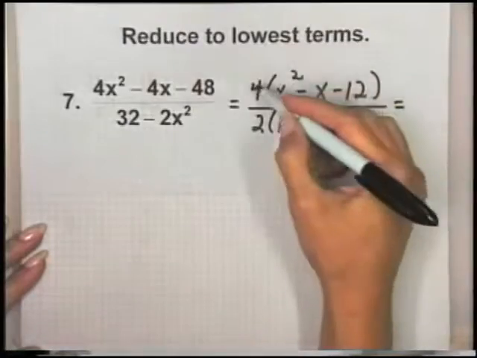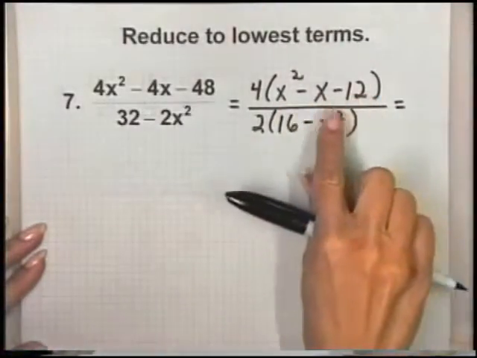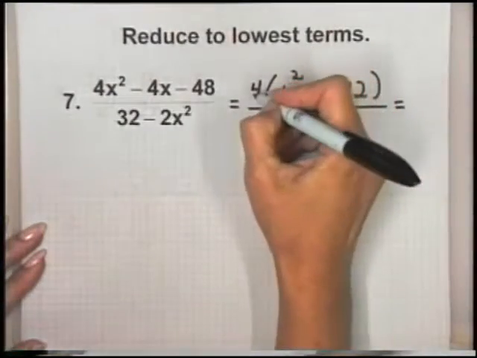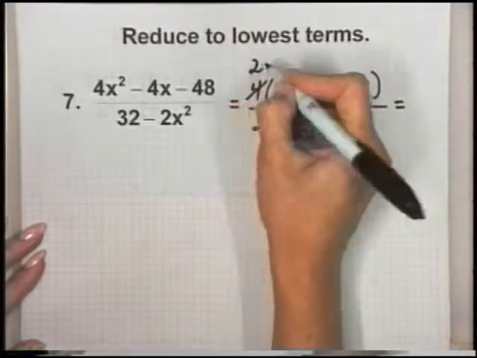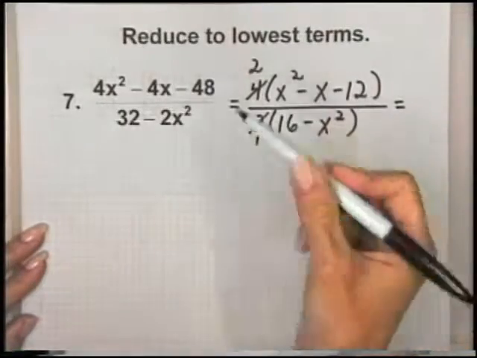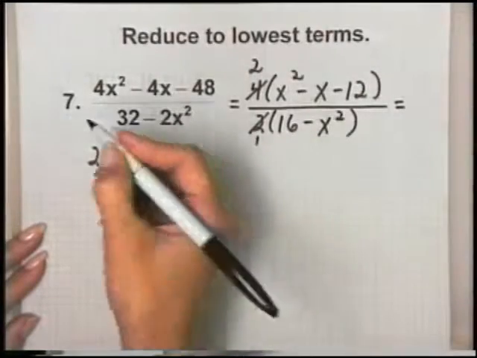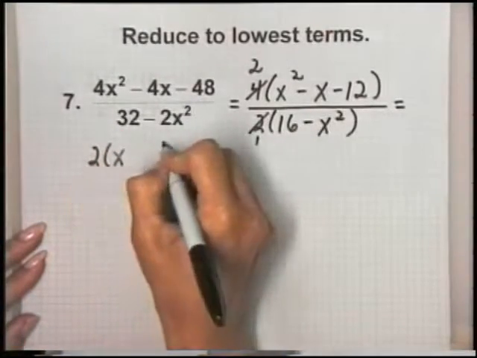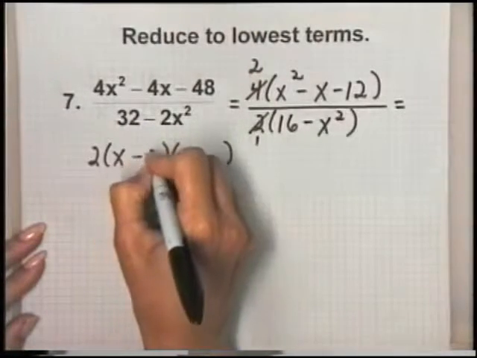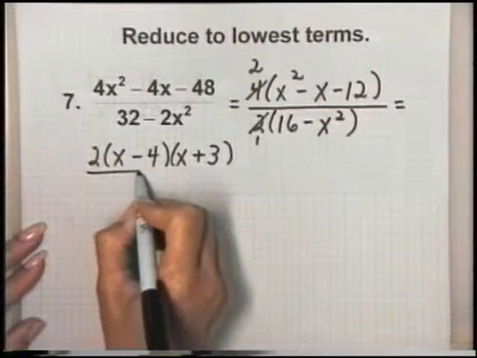Now, let's see here. Let's go ahead and divide out common factors for the 4 and the 2, but we can factor the trinomial in the numerator and the binomial in the denominator a little more, can't we? Let's say 2 will go into 4 twice and 2 will go into 2 once. Let's go ahead and write the 2, and then let's factor the x squared minus x minus 12. Let's use a -4 and a +3.